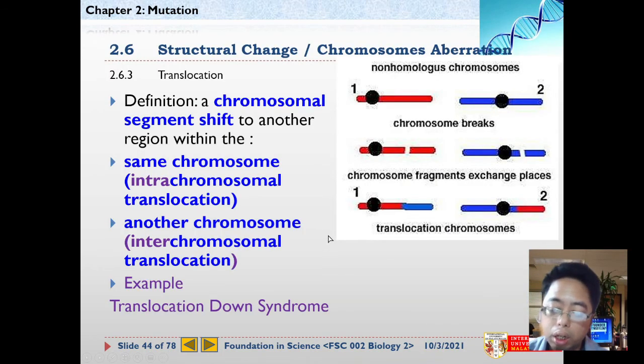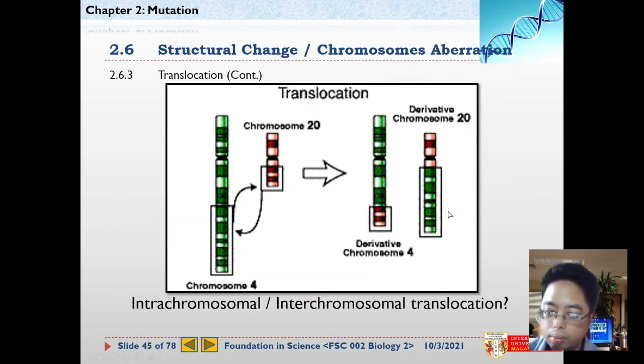Translocation is when a chromosome segment shifts to another region within the same chromosome or another chromosome. If it happens in the same chromosome, it is intrachromosomal translocation. But if it happens in another chromosome, it's called interchromosomal translocation. For example, familial Down syndrome, or translocation Down syndrome. As you can see, these are the red and blue chromosomes. They both break and they exchange places. Now you have translocation chromosomes.